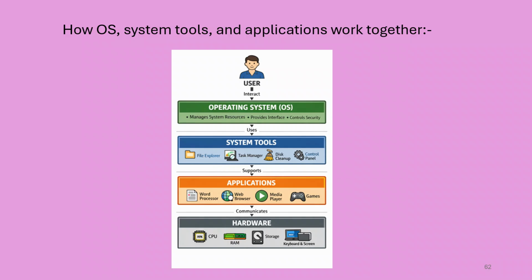And the system's tools support applications such as a word processor, a web browser, a media player, and games. And then these applications communicate with hardware, which is your CPU, that's your central processing unit, your RAM, that's your random access memory, your storage, which is going to be a hard drive or a solid state drive, and your keyboard and screen. So that's how the operating system interacts with tools and applications.